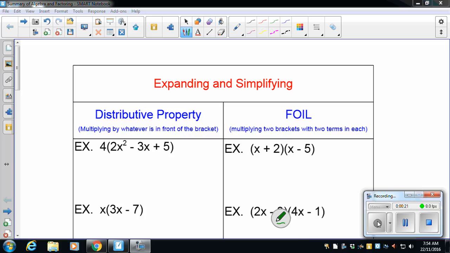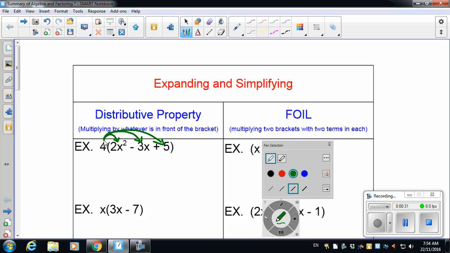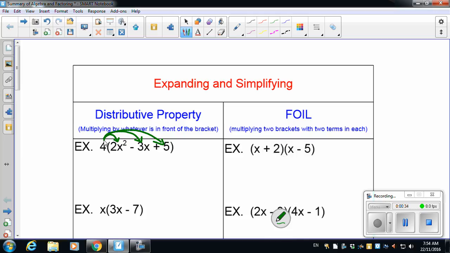So the distributive property, remember, is when you take whatever's in front of the bracket and you multiply it to everything inside the bracket. So in this case, let me just make my pen thinner. In this case, I'd have 4 times 2x squared. So it's just a number, so I'm just going to multiply the numbers like normal to get 8x squared. And then I have 4 times minus 3x. Don't forget, 4 times negative 3 makes negative 12, and don't forget to bring along the x. And last but not least, 4 times 5 would give me 20.